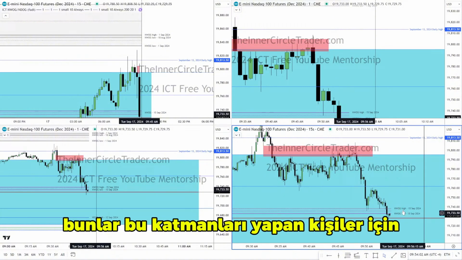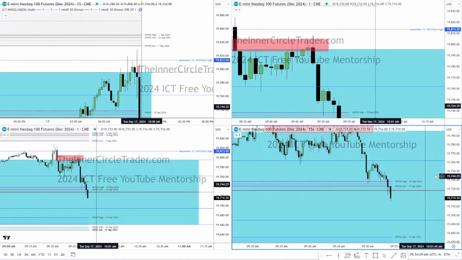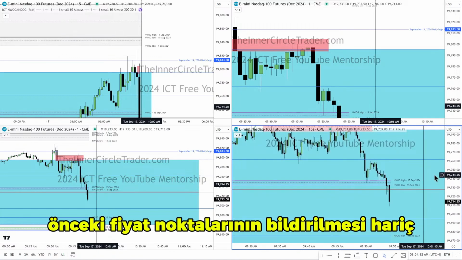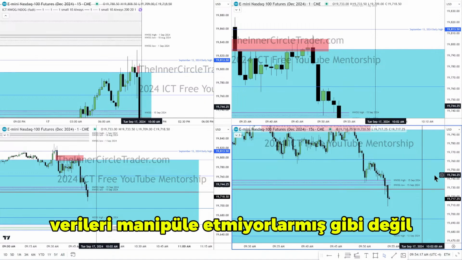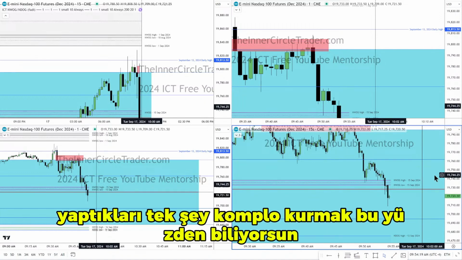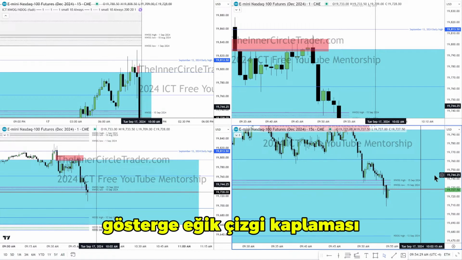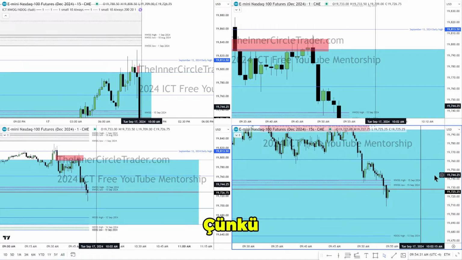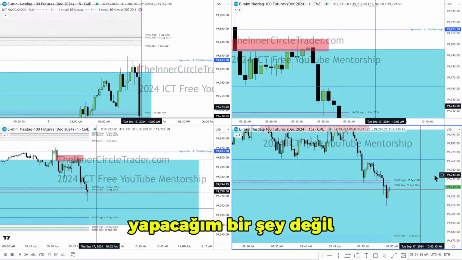These, for the folks that make these overlays, I don't want to call them an indicator, because they're not really doing anything, except for reporting previous price points. They're not manipulating the data. All they're doing is plotting it. That's why I said indicator / overlay. Overlays are a more appropriate term for it, because if you're doing anything to manipulate the data at all, it's not something I would do.